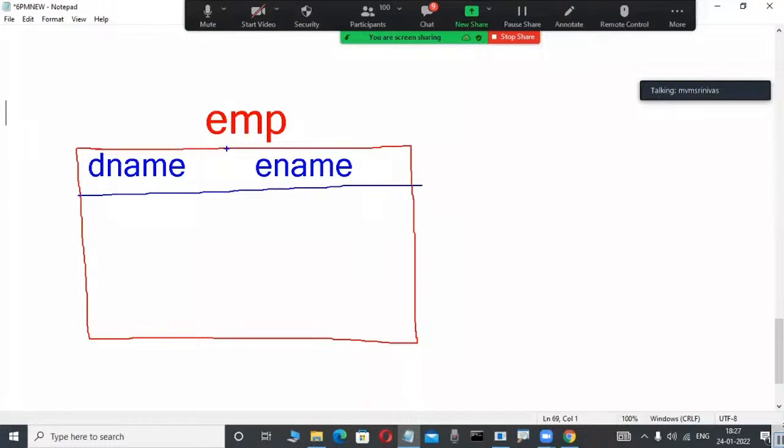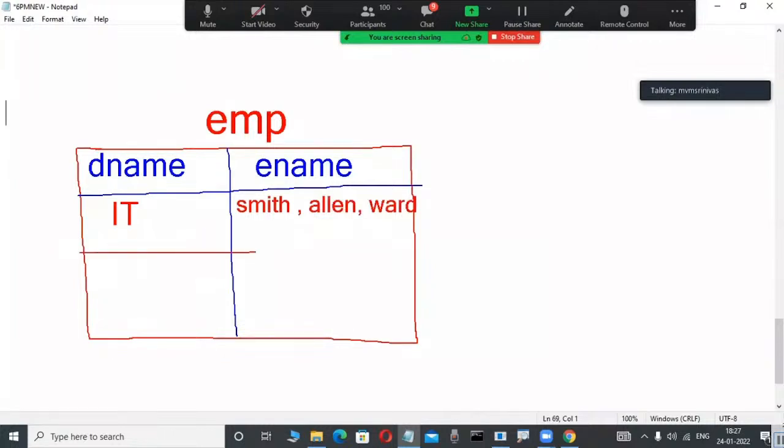Don't worry. Now check it out. Here department name is there. These are columns: D name and E name. EMP is a table. For example, I am representing it like this. Here IT is a department. That is data. IT is a department. In this department, 3 employees are working. Slowly observe here. Very interesting. Smith is an employee, for example. Allen is an employee, comma. Ward is an employee, for example. I am representing that 3 employees are working in this IT department.